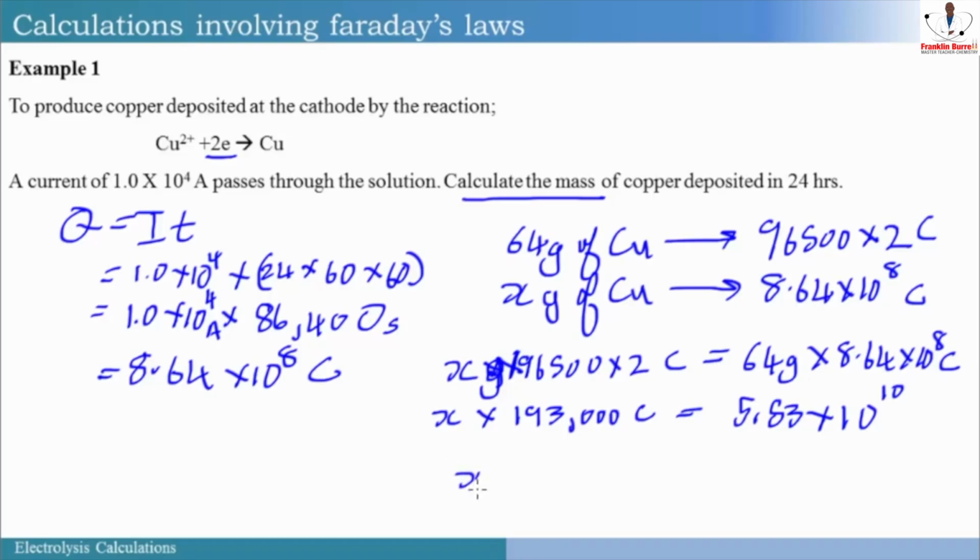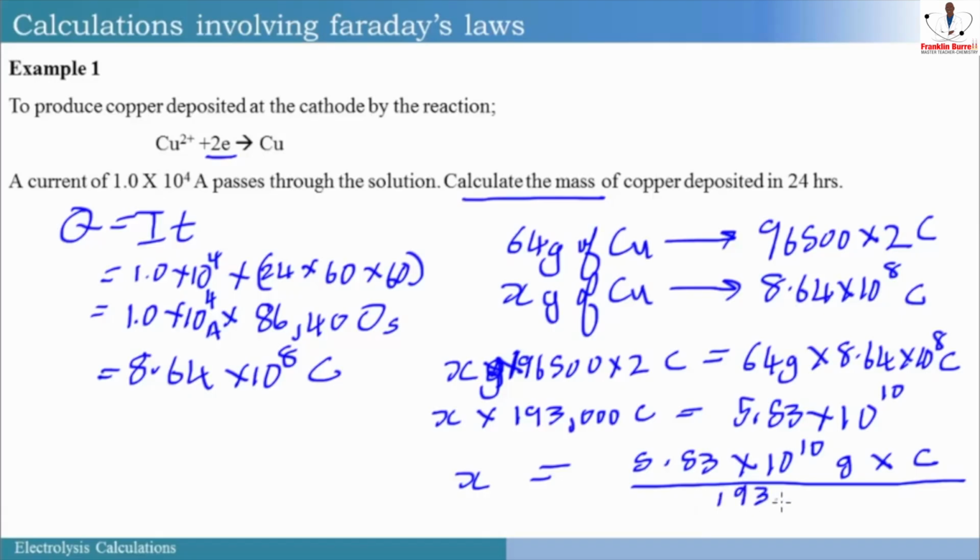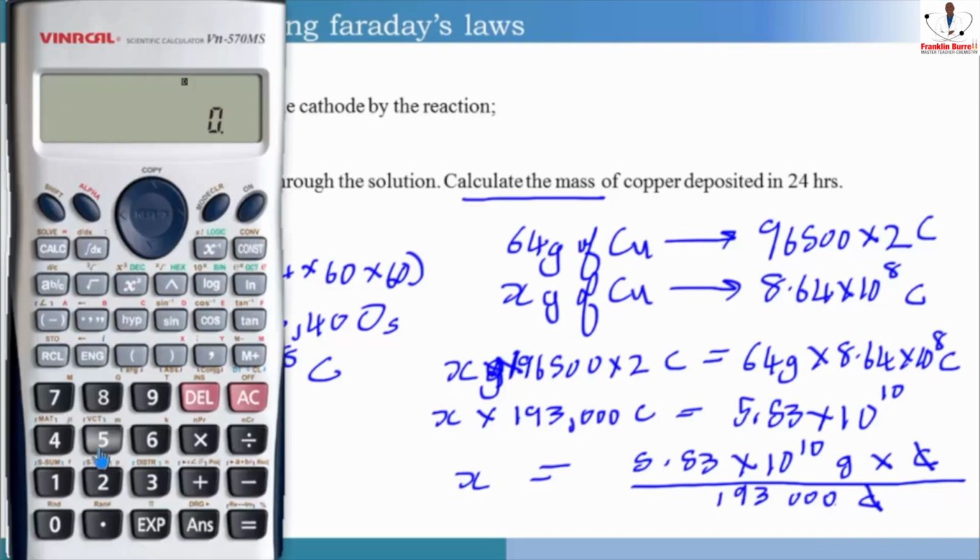Now let's divide. So it's 5.53 times 10 to the 10th. And let's put back our units here. We had grams and we had coulombs. And that is now divided by 193,000 coulombs. So coulomb would cancel coulomb there. So our answer is in grams. So let's divide now through. So now let's divide 5.53 times 10 to the 10 by 193,000.